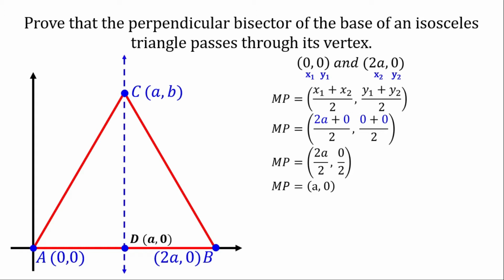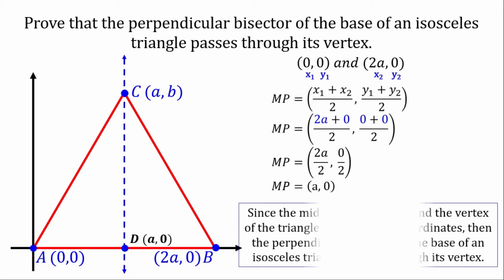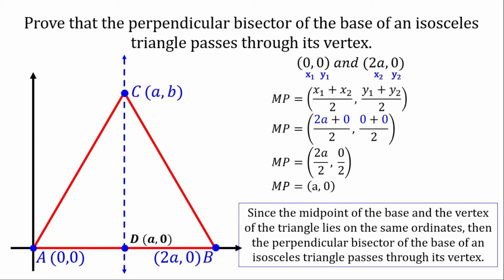Now, a perpendicular bisector is a line that is perpendicular and bisects a line segment. Since the midpoint of the base and the vertex of the triangle lie on the same x coordinate, that is a, then the perpendicular bisector of an isosceles triangle passes through its vertex. So this is one of the proofs.